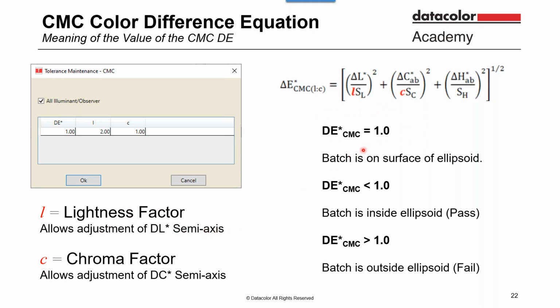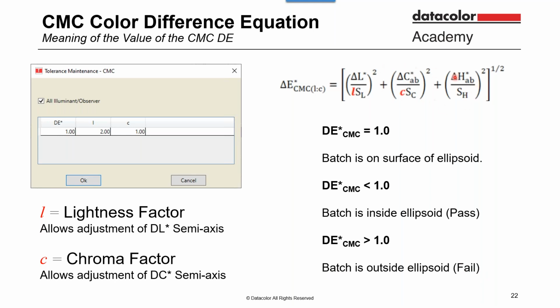Now, what does this really mean? If you get a DE CMC of 1, that tells you that the batch you've measured is on the surface of the ellipsoid. It's right in between possibly a pass and a fail. It would be a situation where you might want to visualize it, and it might say check or something. If the DE CMC is less than 1, that means the batch is inside the ellipsoid, so it would probably be the pass situation. And if the DE CMC that you calculate is greater than 1, that means the batch is outside the ellipsoid.